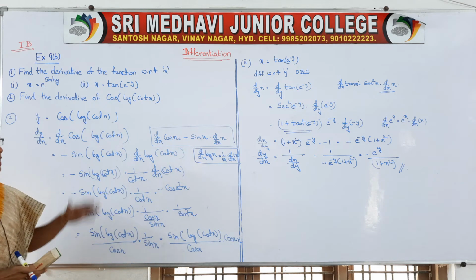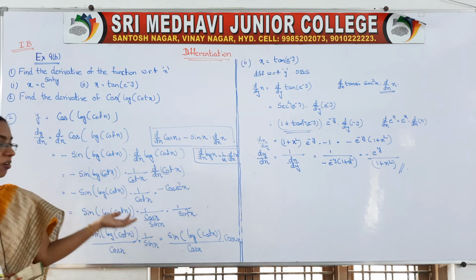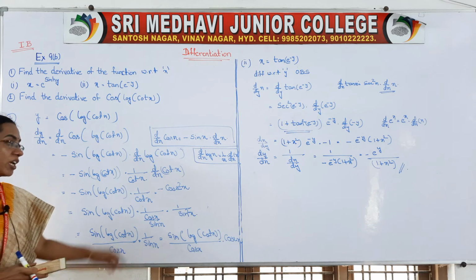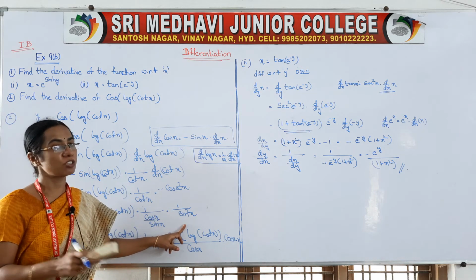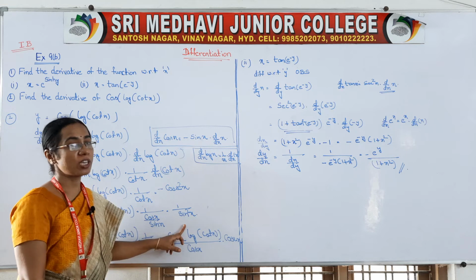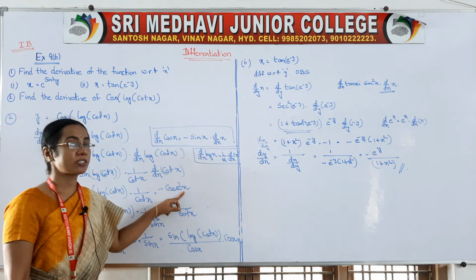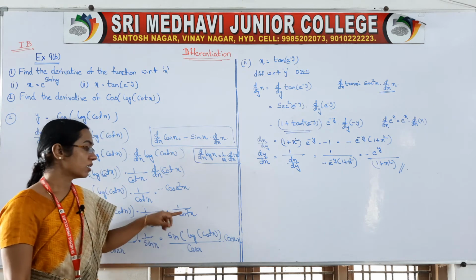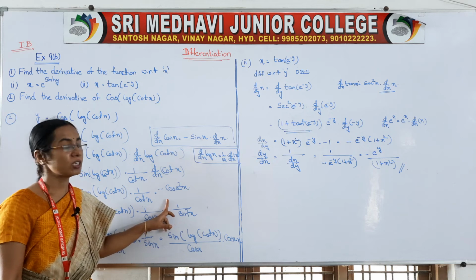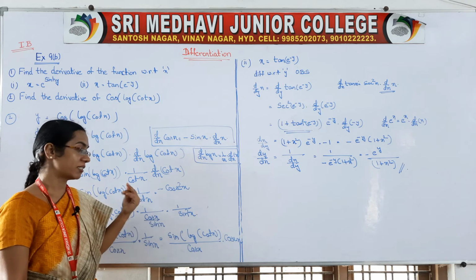See, we are doing the differentiation of trigonometric functions, so we are using trigonometric formulas also simultaneously. So this is cosec square x. Cosec and sine are reciprocal to each other, so we can write 1 by sine square x.